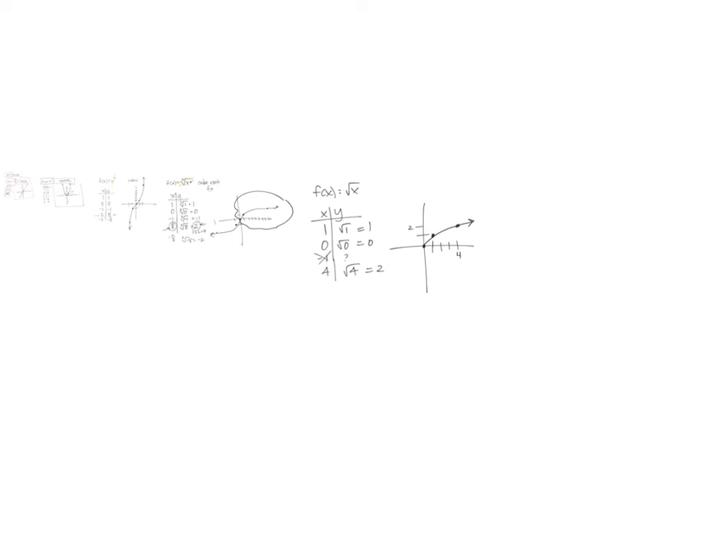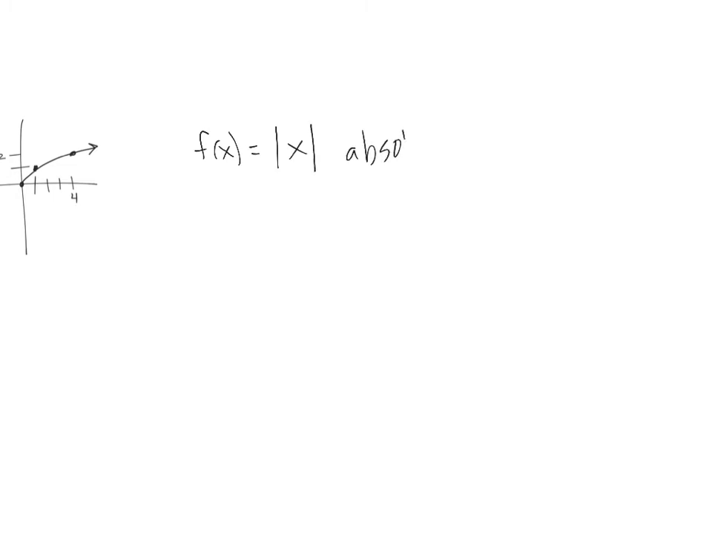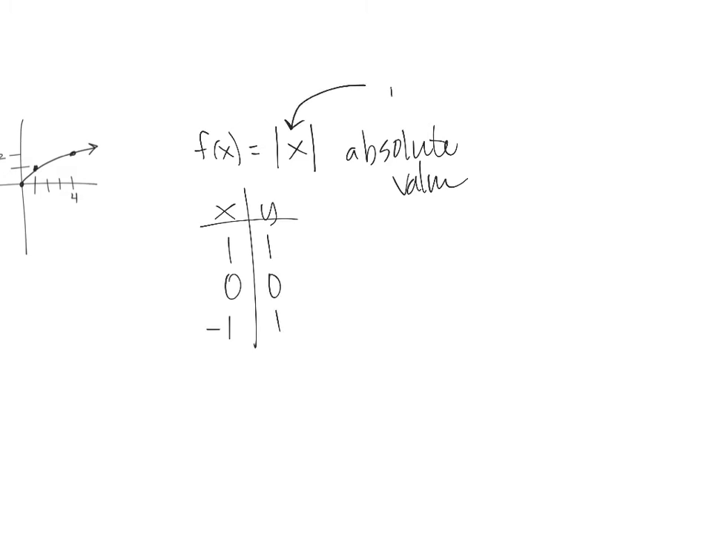All right, next function we have absolute value function. f of x equals the absolute value of x. And now again, this one, I plug in a 1, I get 1, 0, I get 0, -1, I get 1. Because remember, if you put something into absolute value, it makes it positive.